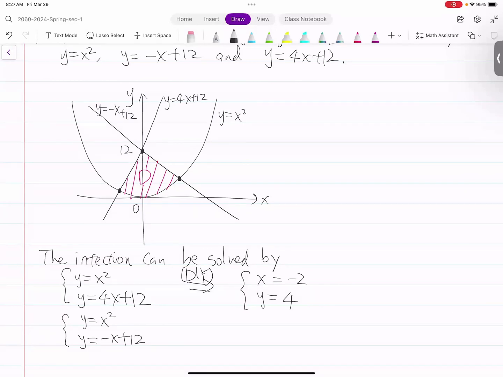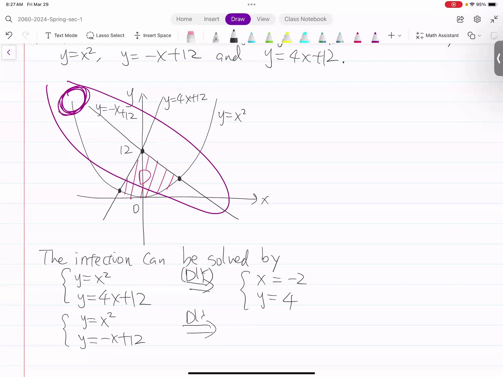Similarly, for the other line, we can extract this intersection right here. But we are looking for the larger one. So also solve for the second system. You should get x equals 3 and y equals 9.